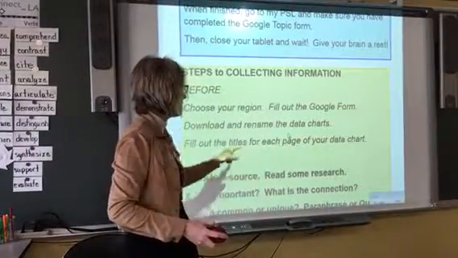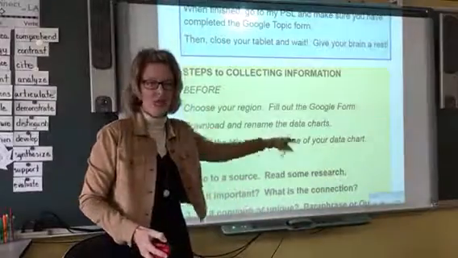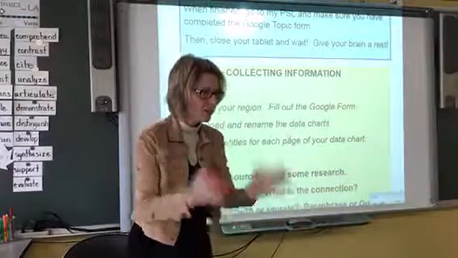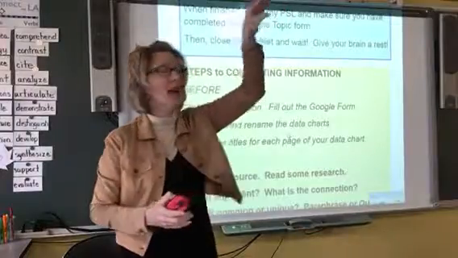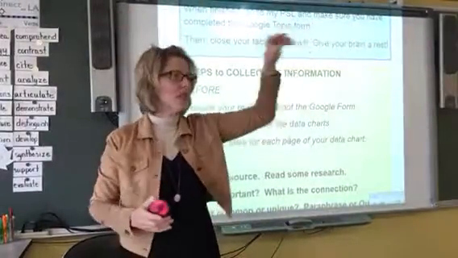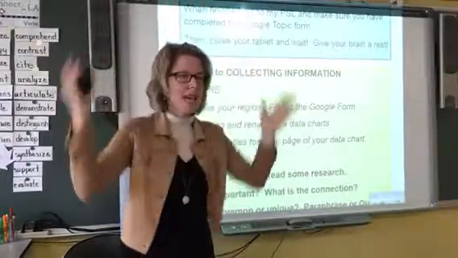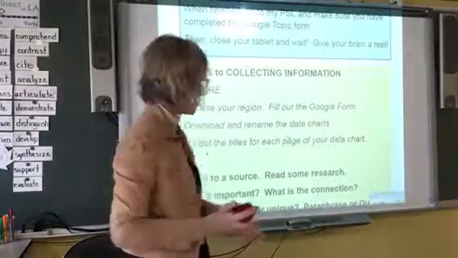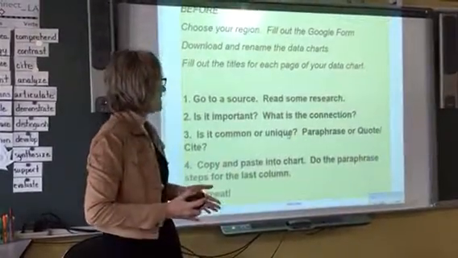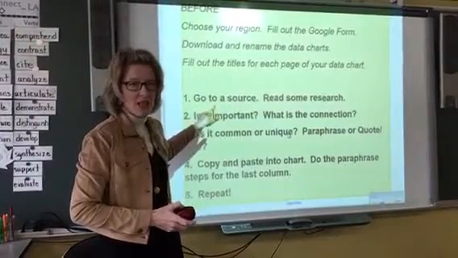Then you're going to fill out the titles for each page of your data chart. These are the buckets. These are the pages. You'll fill out the title at the top: deforestation, animal poaching. What's the big idea, the big bucket for each page? Then you're going to jump to the main steps for collecting your data.